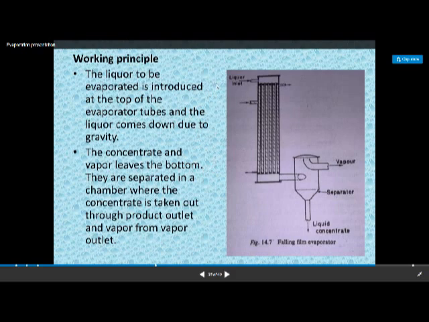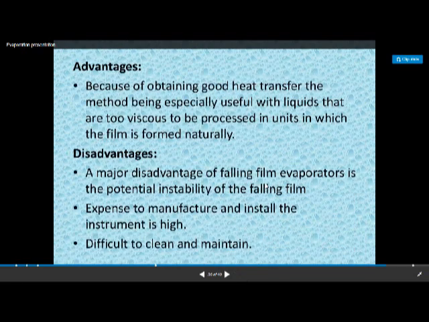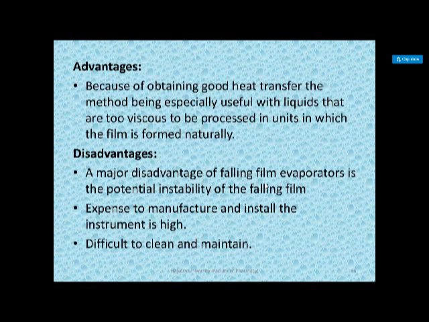Here will be the separator, and the liquid concentrate from the separator is connected to the liquor inlet of the falling film. So the liquid from the climbing film evaporator is introduced directly into the falling film evaporator, and that liquid comes in the downward direction, and here you get the more concentrated product. So if you want a more concentrated product, both assemblies, climbing film and falling film, are connected with each other.